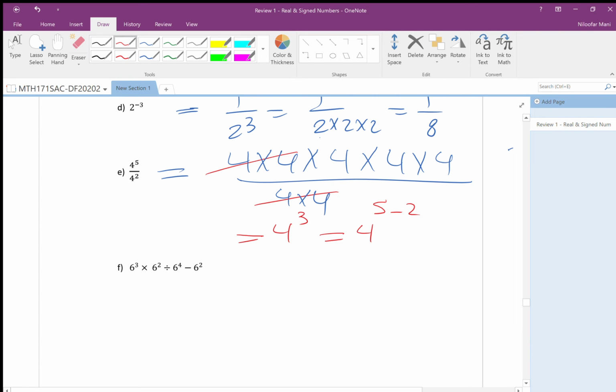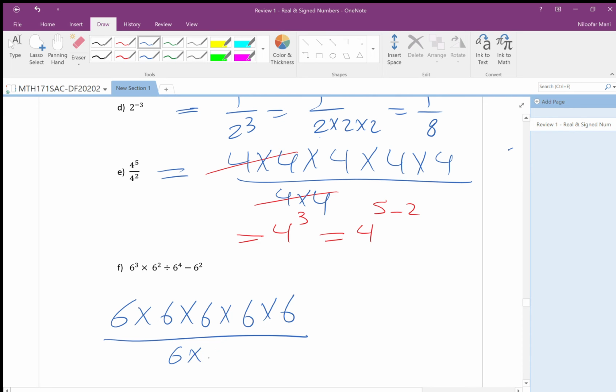How about the next one? Okay, so it is 6. So maybe I can change the color. It's easier to see with blue. 6 times 6 times 6 times 6 times 6 again, divided by 6 times 6 times 6 times 6 minus 36. Okay, so I can cancel this and that, and then I have 6 minus 36, which is minus 30.